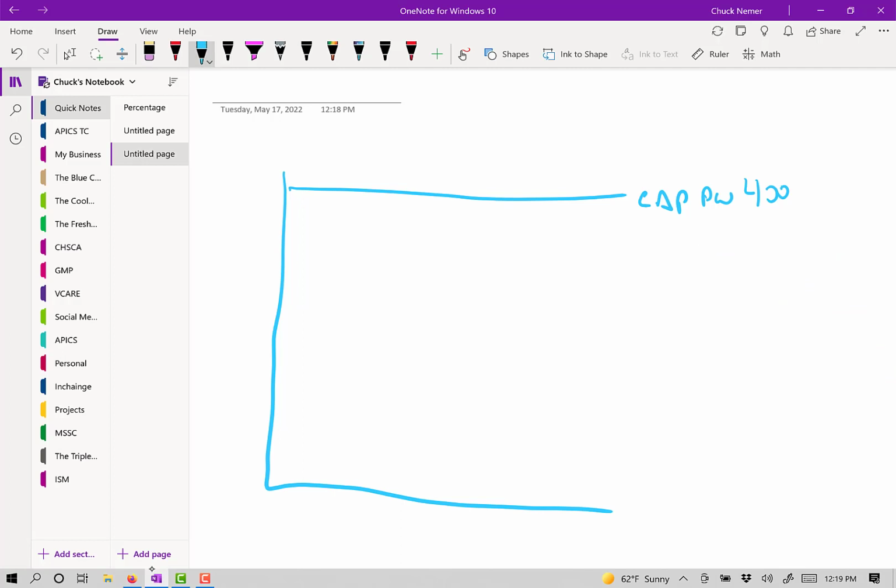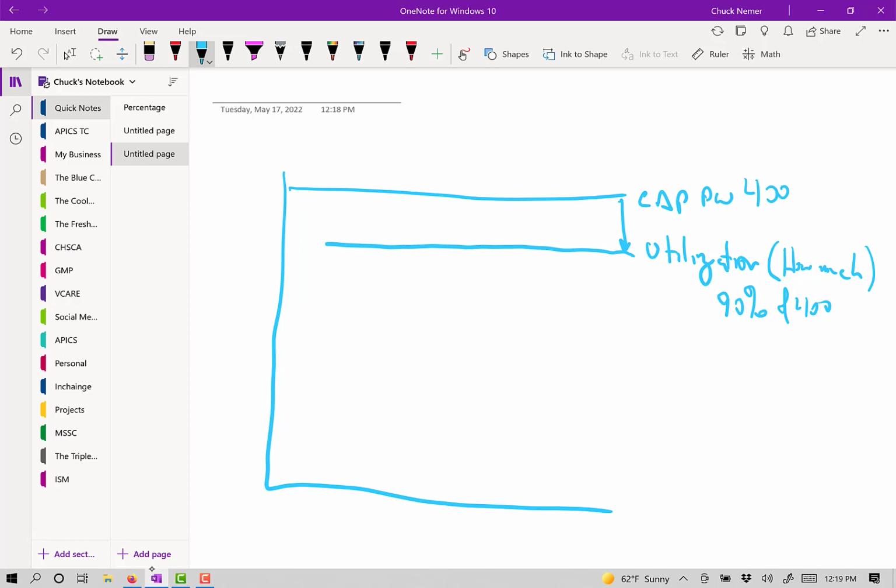So we have to make our first adjustment downward, which is called utilization. Utilization looks at, of the 400 hours, how much can you really use? We might look back at history or some other calculation and realize that we can only utilize 90% of 400 hours in my example. So now we're down to 360 hours.